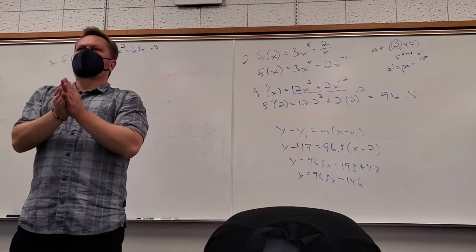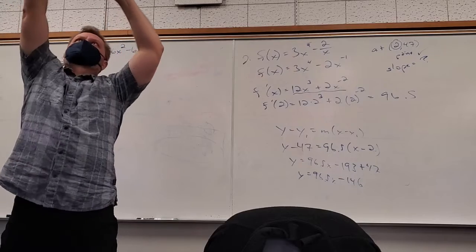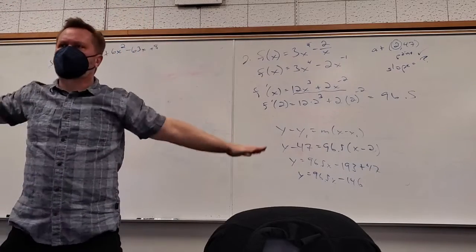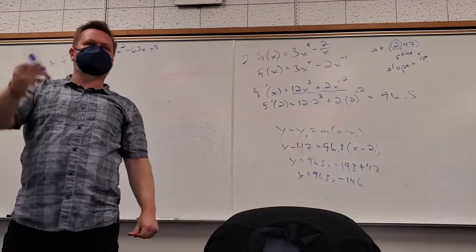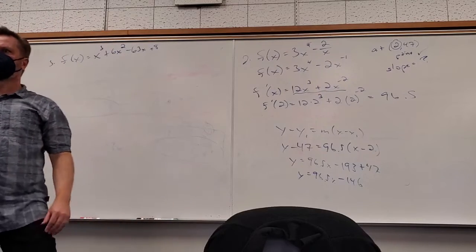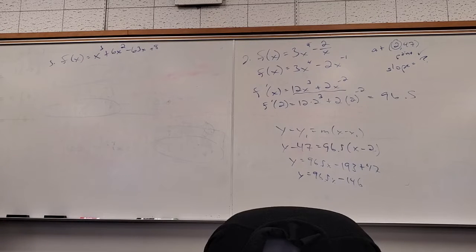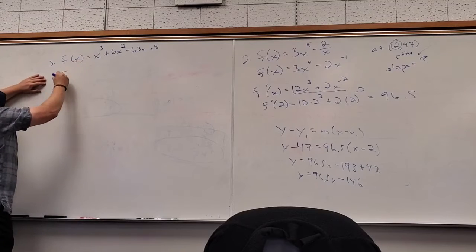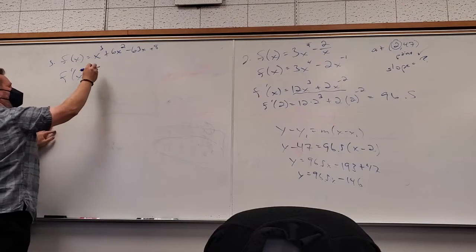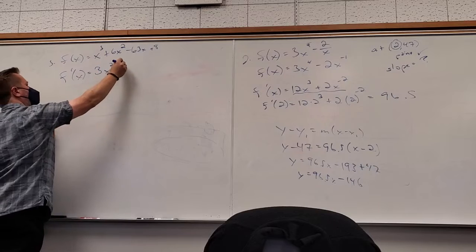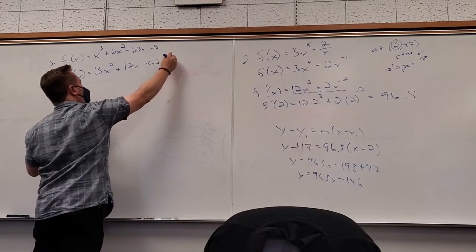If I throw a pen in the air, how fast is it going right at the top? 0. Its velocity is 0 there because it stopped going up and it hasn't started coming down yet. So I need to figure out the derivative and then set that equal to 0, because to find where its tangent lines are horizontal, I find where the slopes are 0. So I find where this derivative is 0. What's the derivative? 3x squared plus 12x. And I want this to be 0.